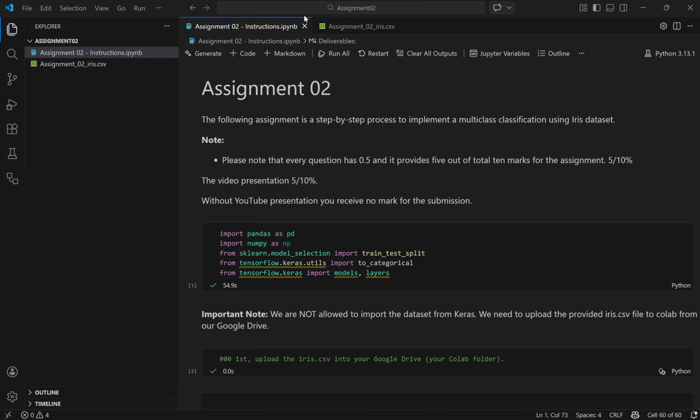Hi everyone, today I'll be presenting my implementation of a multi-class classification model using the IRIS dataset. I started by uploading the iris.csv file to my environment and reading it into a variable named iris.